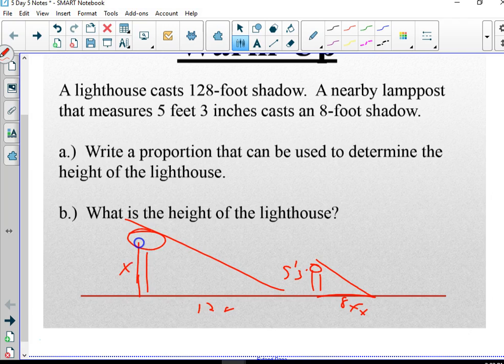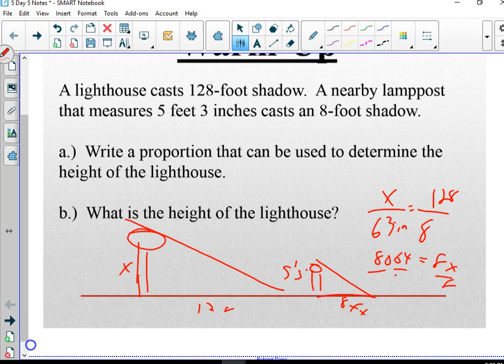This is your unknown. So x is to 5 foot 3, which is 63 inches, as 128 is to 8. And so now we multiply. 63 times 128 is 8,064 inches, which equals 8x.